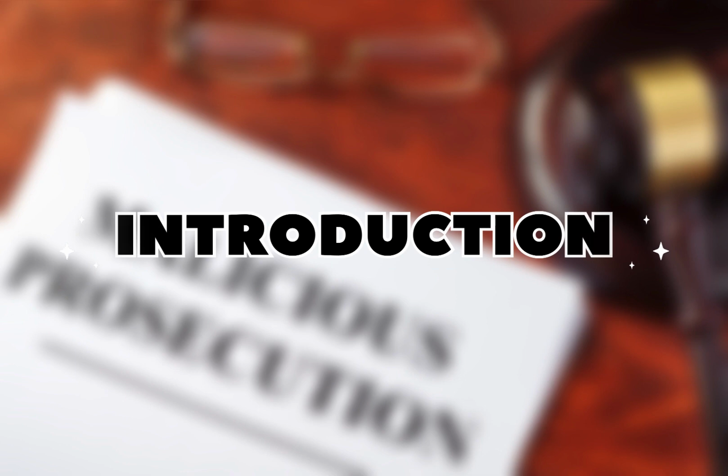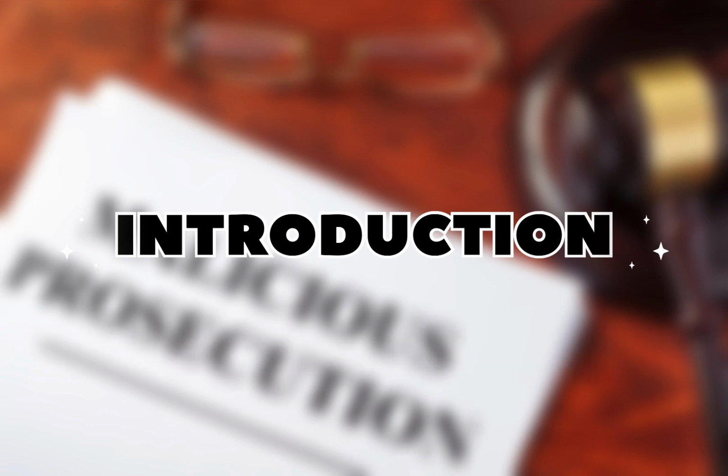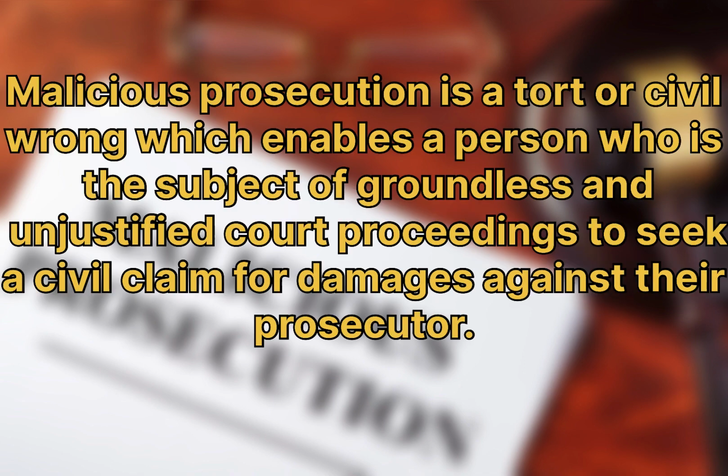In today's episode, we are going to identify the elements of the tort of malicious prosecution and highlight the major principles you would need to explain when tackling this particular area of tort. So to begin with, what is malicious prosecution? A malicious prosecution is a tort or civil wrong which enables a person who is subject of a groundless or unjustified court proceedings to seek a civil claim for damages against their prosecutor.